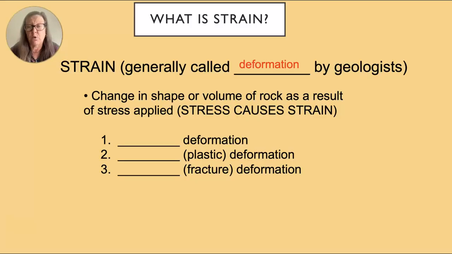How is something deformed? And so the change in shape or volume is the result of the stress that we apply. So there's three kinds of strain, and I kind of prefer the word deformation. There's elastic deformation, ductile, or sometimes called plastic deformation, and brittle deformation. So let's look at each of these.